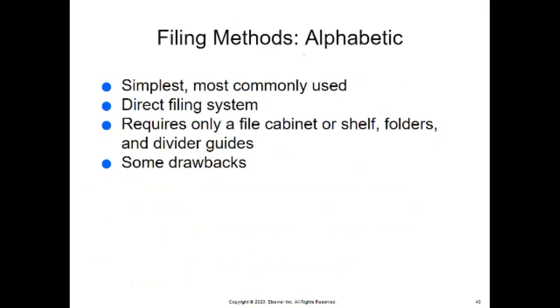So, filing method. The most common and the simplest form is alphabetically. But some of the drawbacks of the alphabetic system is correct spelling of the name must be known. As the number of files increases, more space is needed for each section of the alphabet. This results in periodic shifting of folders to allow expansion. And as files expand, more time is required for filing or retrieving each folder because of the greater number of folders involved in the search. The time can be greatly reduced by color coding.